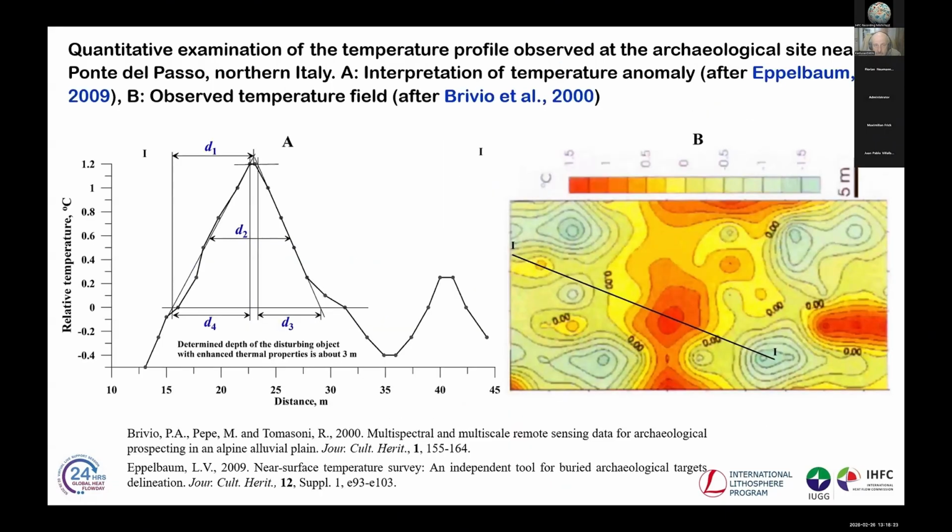The quantitative examination of a temperature profile, the observed temperature after Brevio et al. The quantitative tangents method and characteristic point method were also applied, and we receive that the archaeological remain is at a depth of about 3 meters.